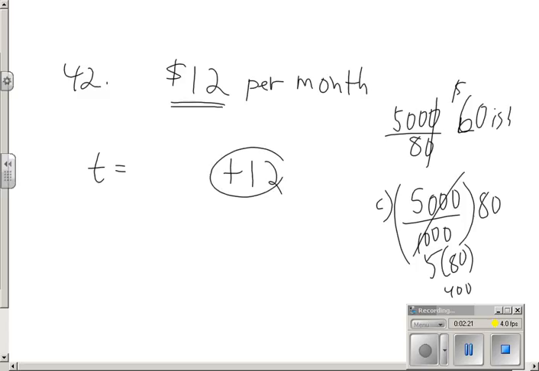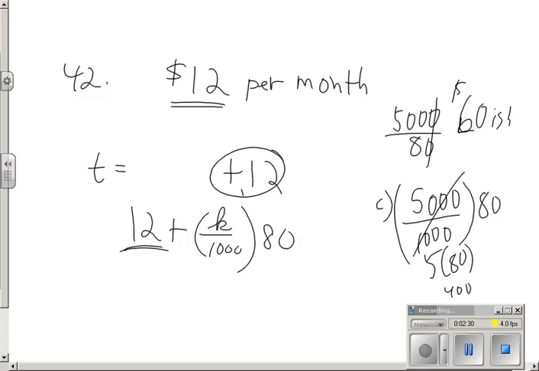And again here, the constant actually gets put in the front. It goes 12 plus kilowatts divided by 1,000 times 80. So that's going to be charged regardless. If you use 5,000 kilowatts, that works out to be 5 multiplied by 80, which is how much it costs per 1,000 kilowatts, and that works out perfectly.